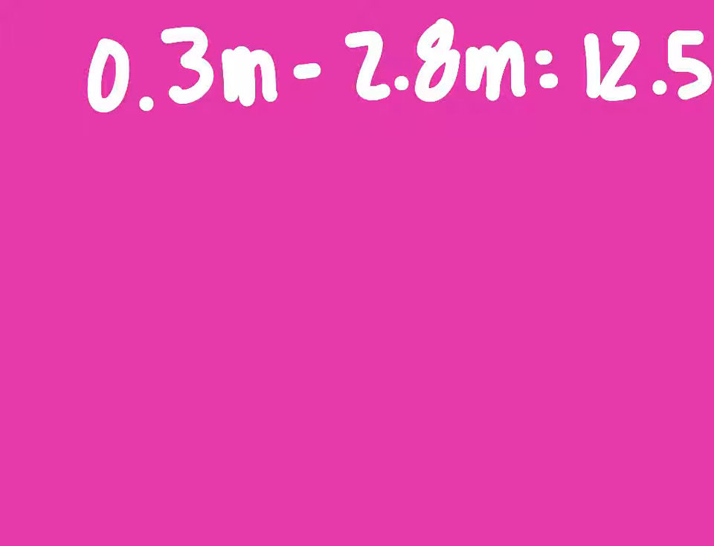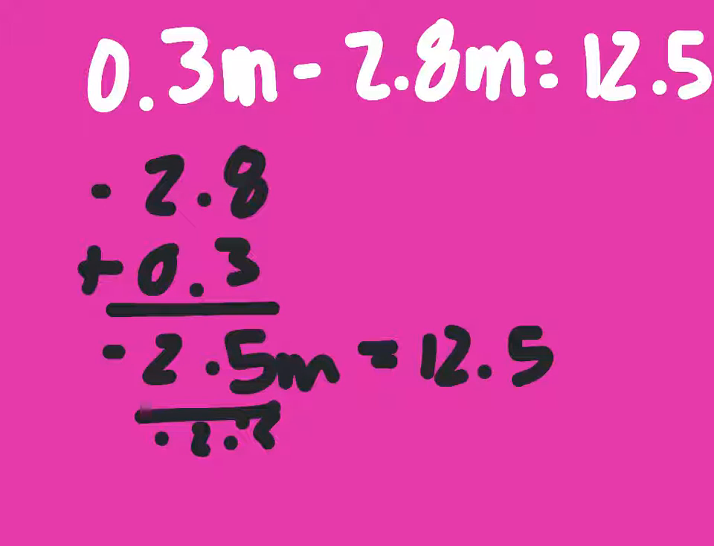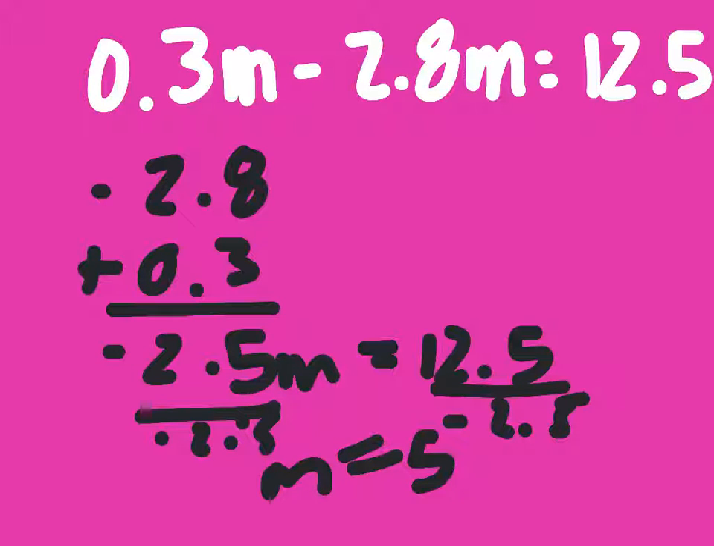Alright, so we learned that we can combine like terms before solving. So negative 2.8 plus 0.3 is negative 2.5. So now negative 2.5m equals 12.5. Divide by negative 2.5. Divide by negative 2.5. M equals 5. Not just any 5, negative 5. So if you put it back into the equation, 0.3 times negative 5 minus 2.8 times negative 5 equals 12.5, and it all checks out.